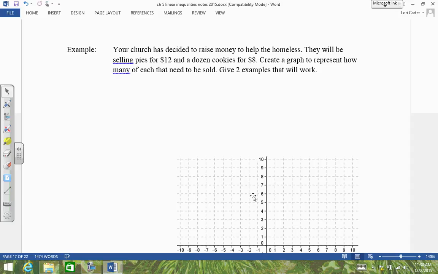How much money we want to raise. How much money do you want to raise, minimum? She gets to pick. $700 it is. Okay, so we want to raise a minimum of $700. Create your equation and graph.